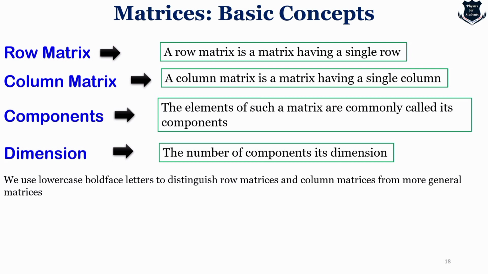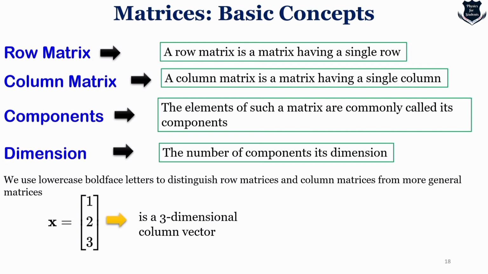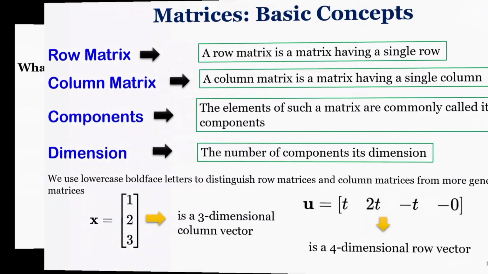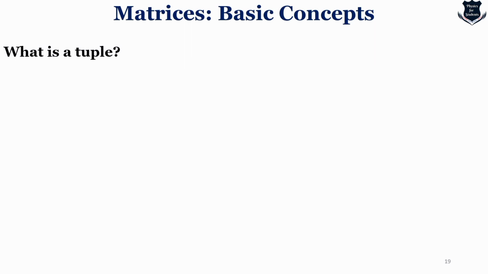We use boldface letters to distinguish row and column matrices from general matrices. So you see x equals 1, 2 and 3. This is a 3-dimensional column vector, and this one is a 4-dimensional row vector. You see that x and u here are written in bold just to denote that these are actually vector components. Okay, now we come to something very important.